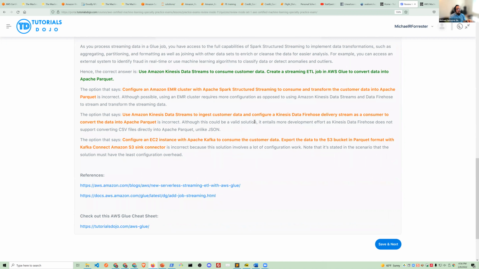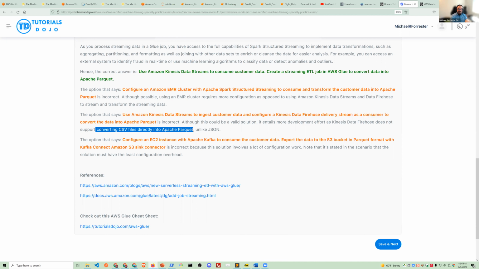The main reason is that in this particular case, since we're producing a CSV file, we could use Kinesis data streams to ingest the customer data and then configure a Firehose delivery stream to convert the data into Parquet. The problem is that Kinesis Data Firehose does not support converting CSV files into Parquet. It'll convert JSON into Parquet, but not CSV files.